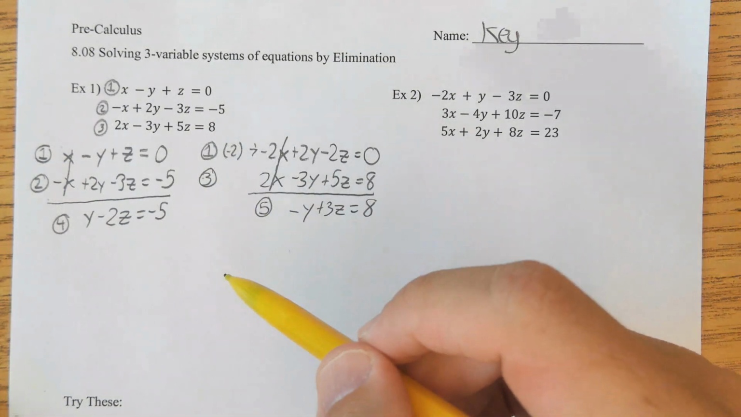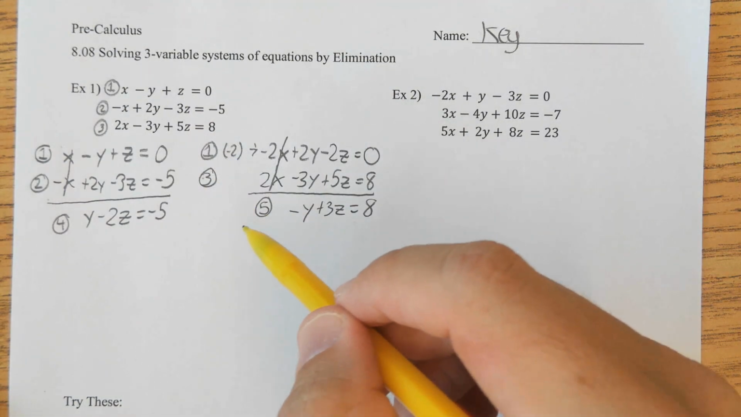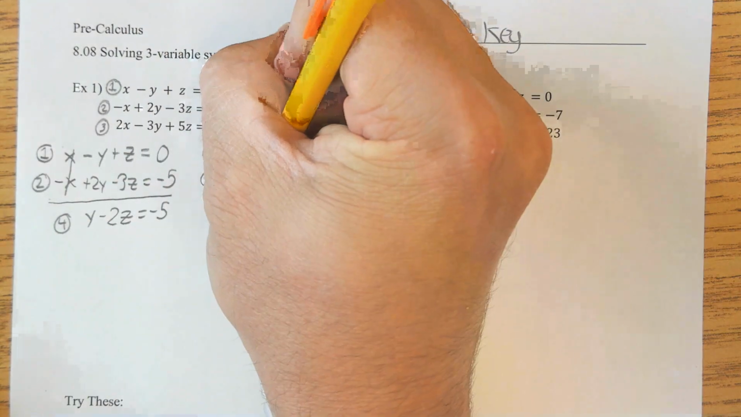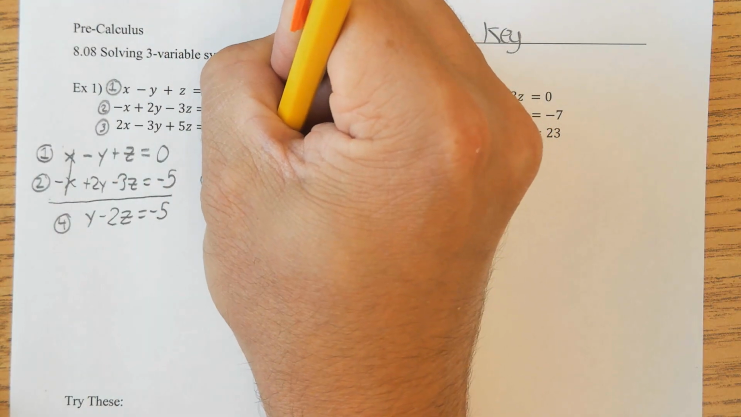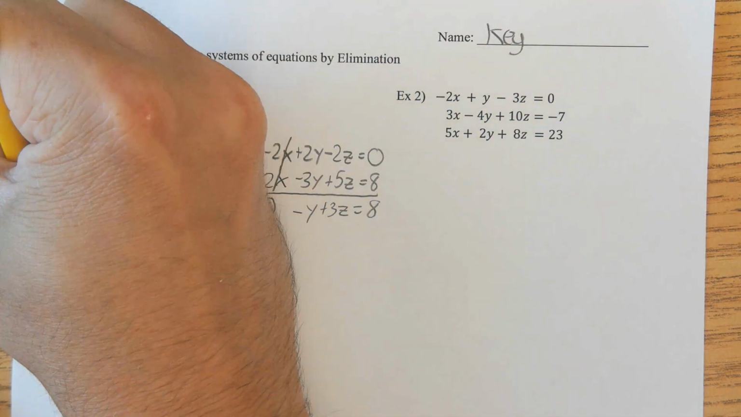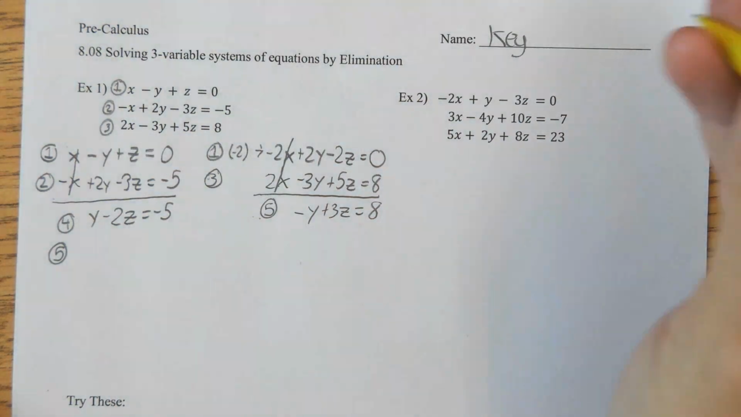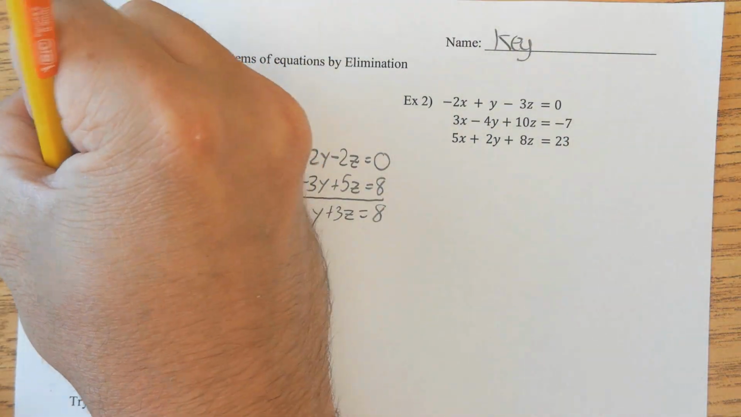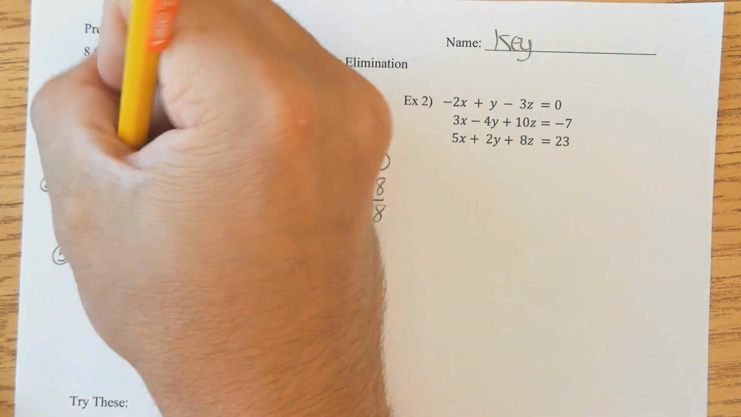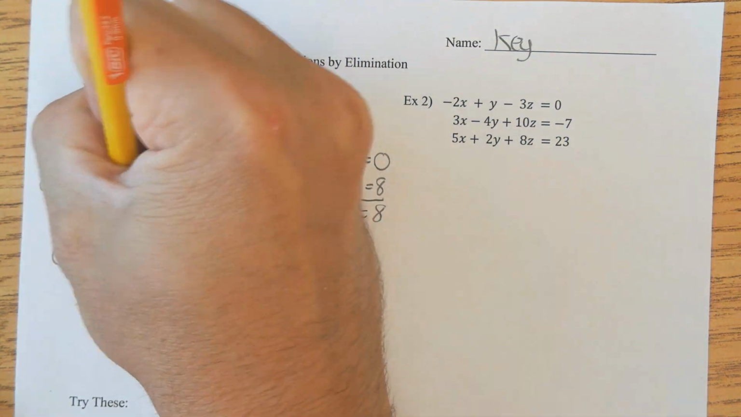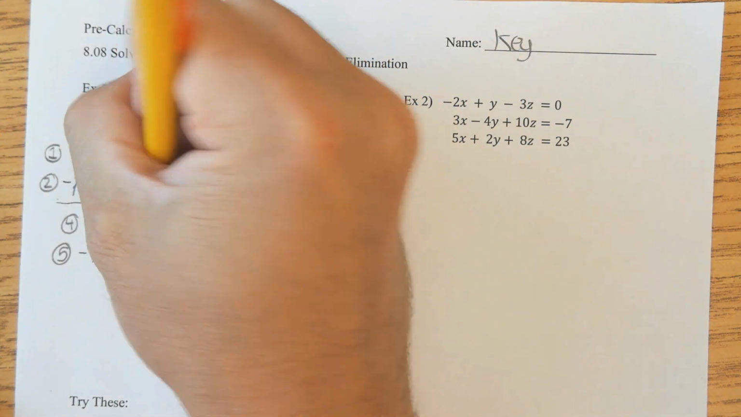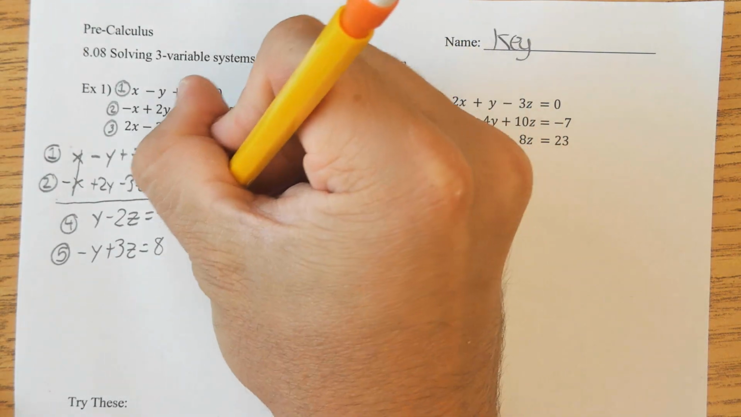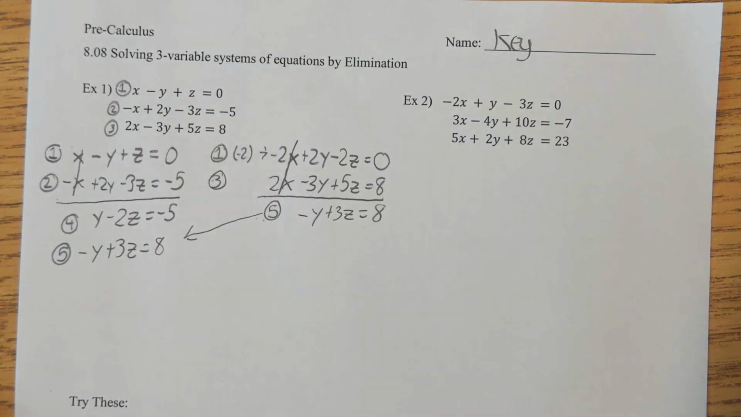Now the x's are gone, so it's become a lot easier. This is going to become kind of what we did on Monday. I'm going to write equation 5 under equation 4 and see what we can do to cancel. So I've got negative y plus 3z equals 8. I just moved equation 5 under there.